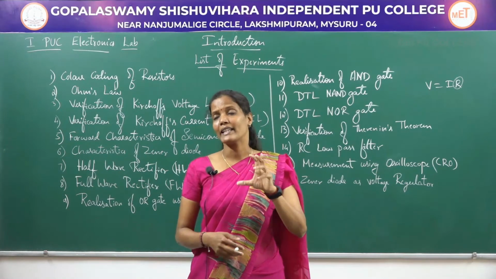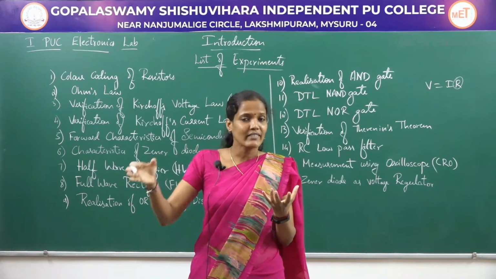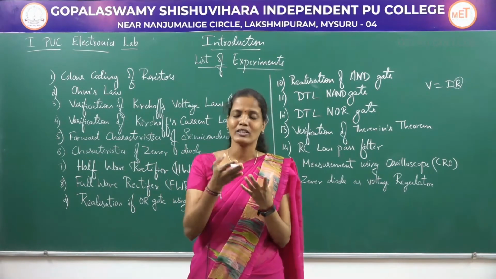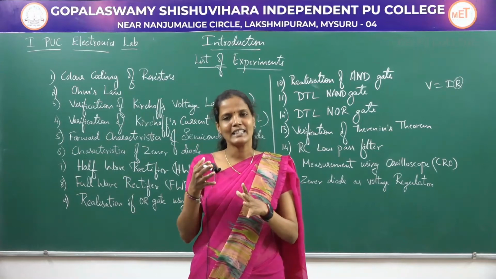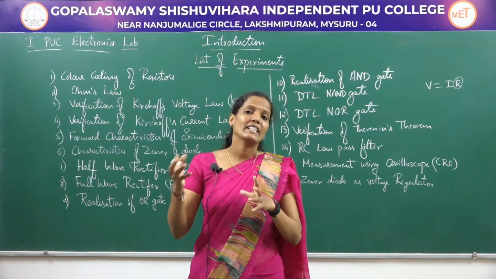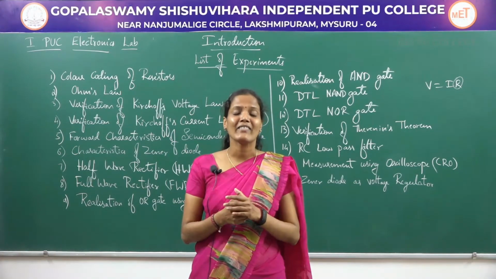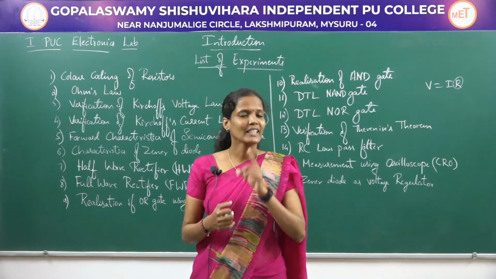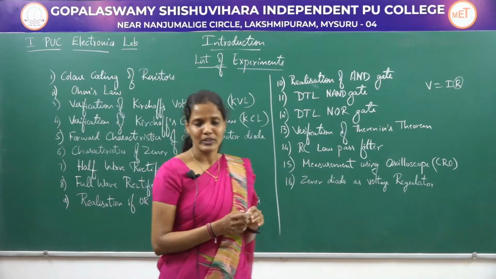Then if I apply a voltage of 10 volts, that 10 volts will be equally divided among all of those resistors because the resistance values are the same. But if I take resistors with different resistance values, then the voltage will be divided in a different manner. So how exactly this KVL statement holds good, that we are going to conduct in this experiment, that is verification of Kirchhoff's voltage law.